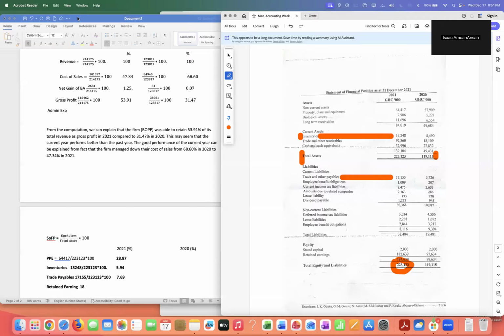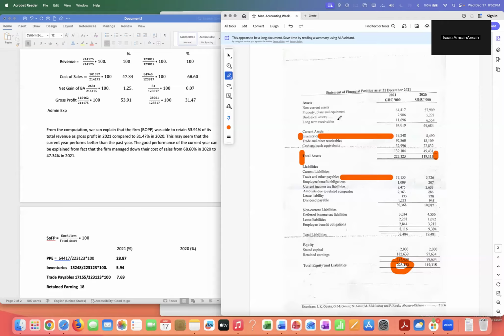But if you want to talk about tied up assets, we will want to talk about property, plant, and equipment. They are tied up in assets. So 28.87% of your assets are tied up in PPE. 5.94% are tied up in inventories, in that order, right? Okay. But these ones are very surface level analysis.